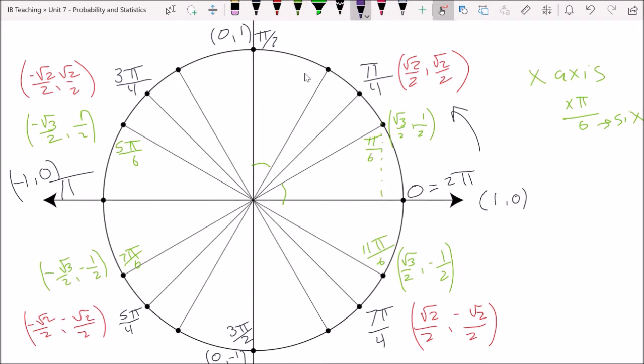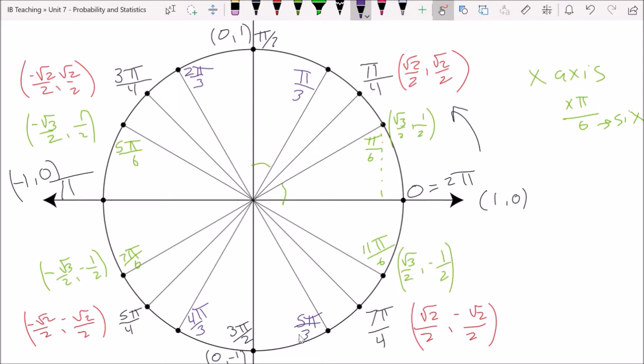This is twice as much, so these ones are over 3. So this is pi over 3, 2 pi over 3. Let's see, 3 pi over 3 is here. So this down here is 4 pi over 3. And then we have 5 pi over 3 down here. All right, so now we have to get some coordinates.